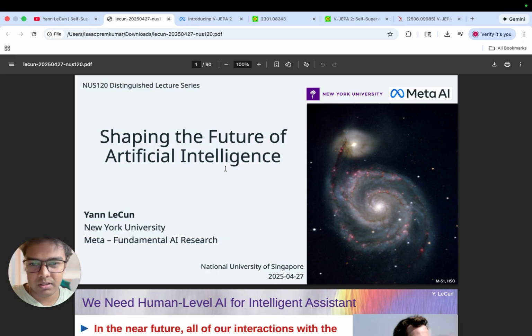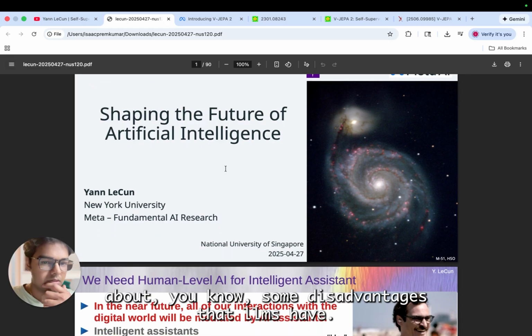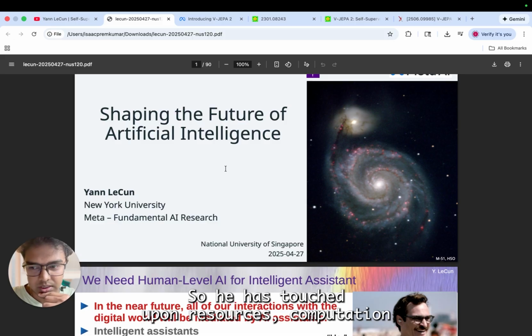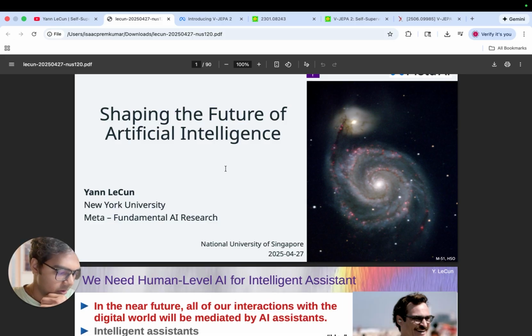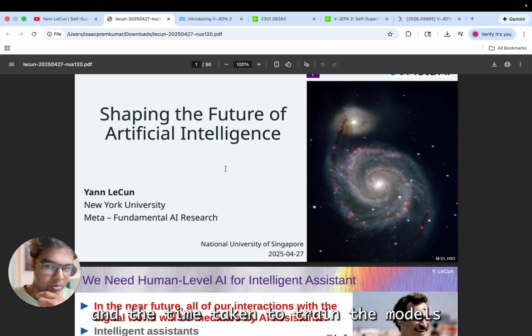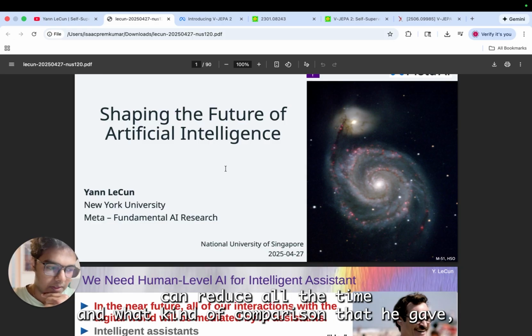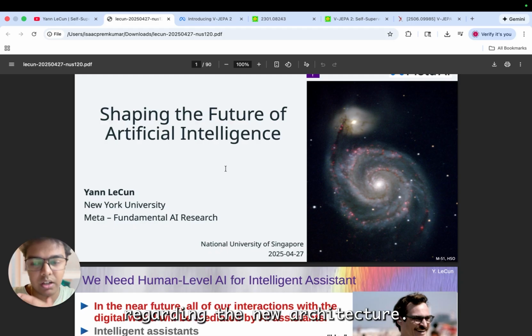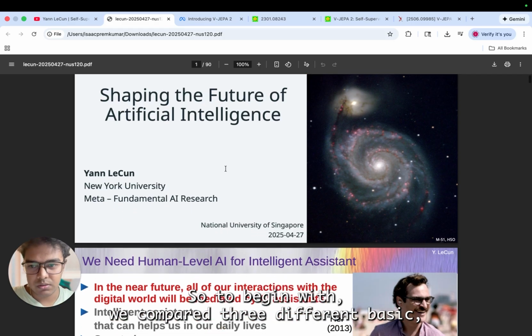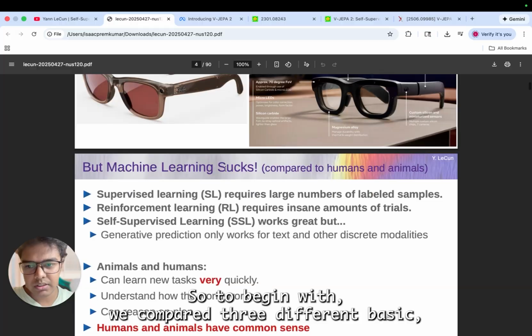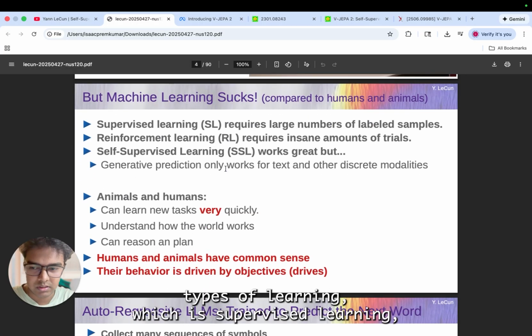So to begin with, we will talk about some disadvantages that LLMs have. He has touched upon resources, computation, and the time taken to train LLM models, and how the new architecture that he has proposed can reduce all that time, and what kind of comparison he gave regarding the new architecture.